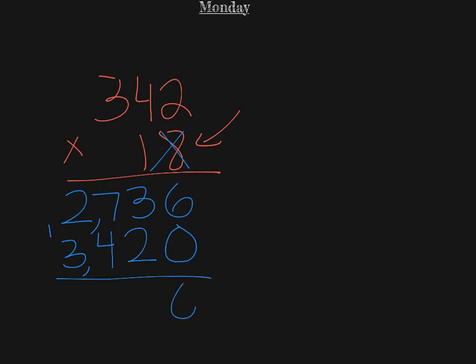6 plus 0 is 6. 3 plus 2 is 5. 7 plus 4 is 11. Carry the 1. 1 plus 2 is 3. 3 plus 3 is 6. So our product should be 6,156.